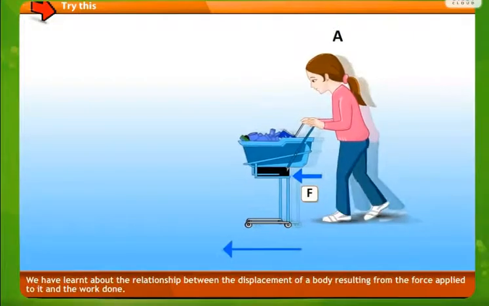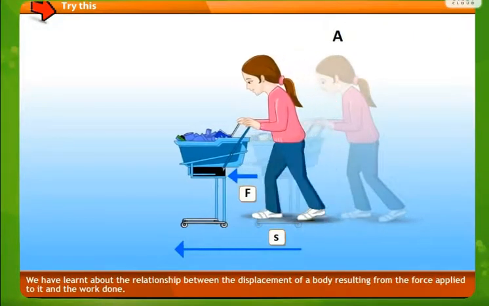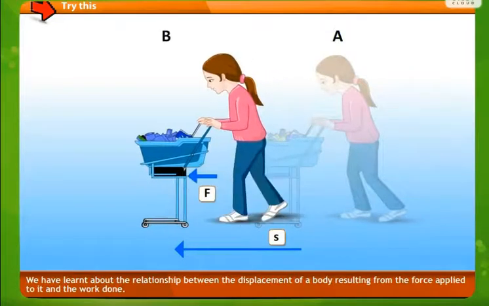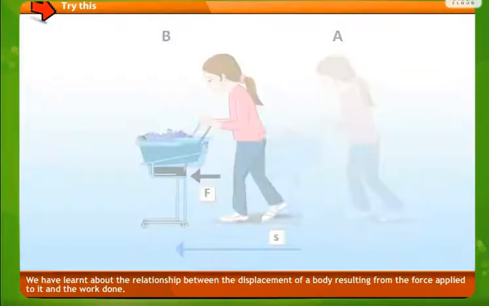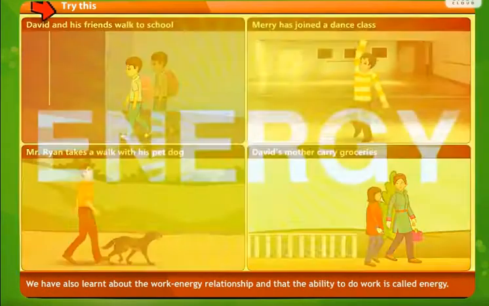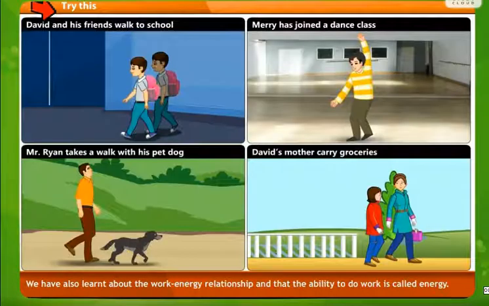We have learned about the relationship between the displacement of a body resulting from the force applied to it and the work done. Basically, a body is accelerated only when force is applied. And when force is applied, it is being displaced. That is, there is a change in the position. Now look at these examples. David and his friends walk to school. Mary has joined a dance class. The dog walking and people walking.